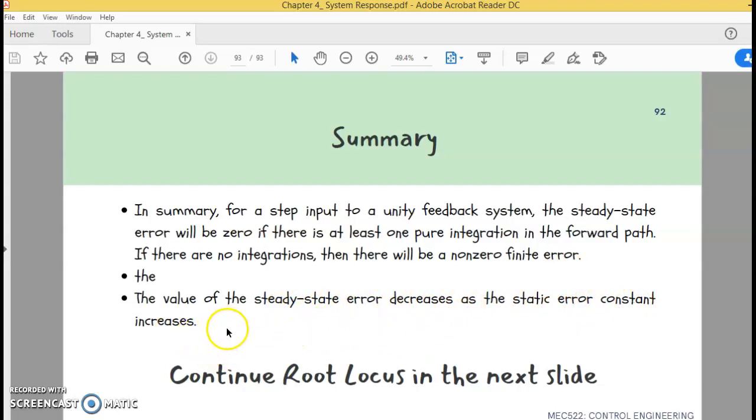Okay, so that's all for the steady state error. Okay, I will explain root locus in the next slide. Okay, that's all. Thank you.